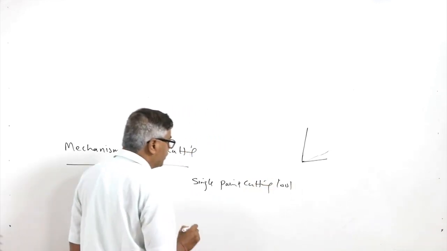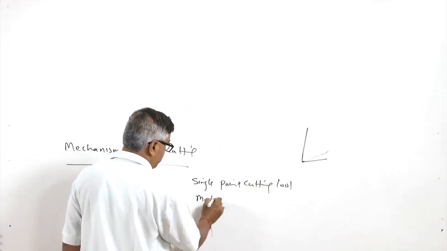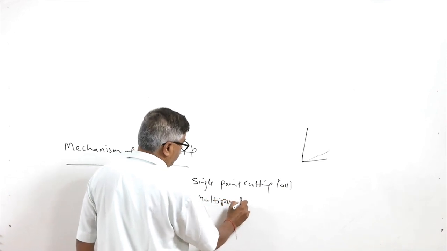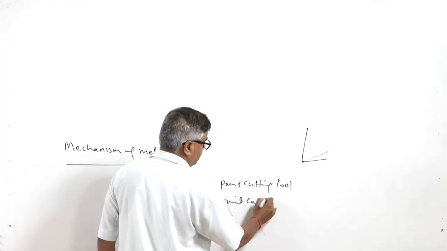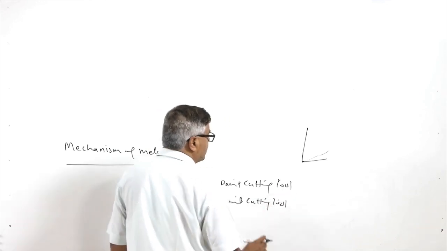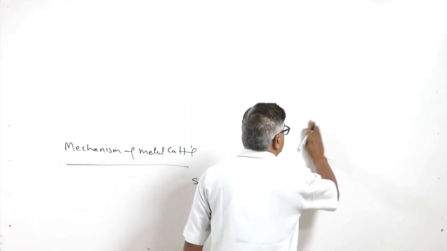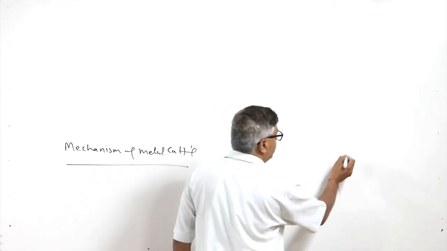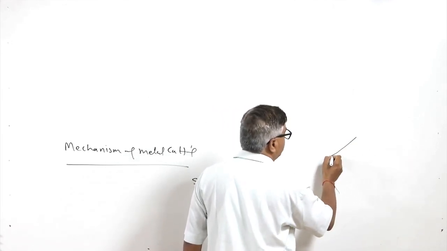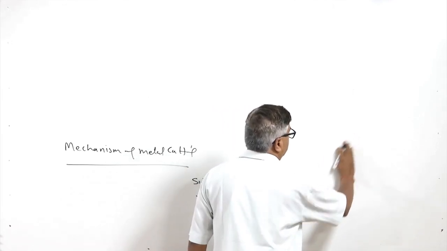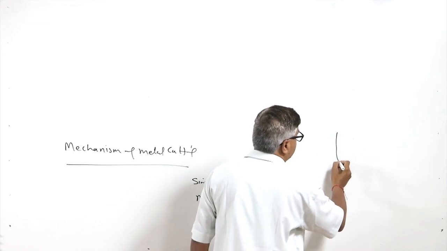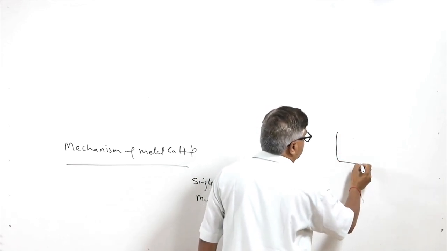There can be a single point cutting tool or a multi point cutting tool. A single point cutting tool basically involves one cutting edge. So, if we see a 3-dimensional view of the single point cutting tool, it may be like this.